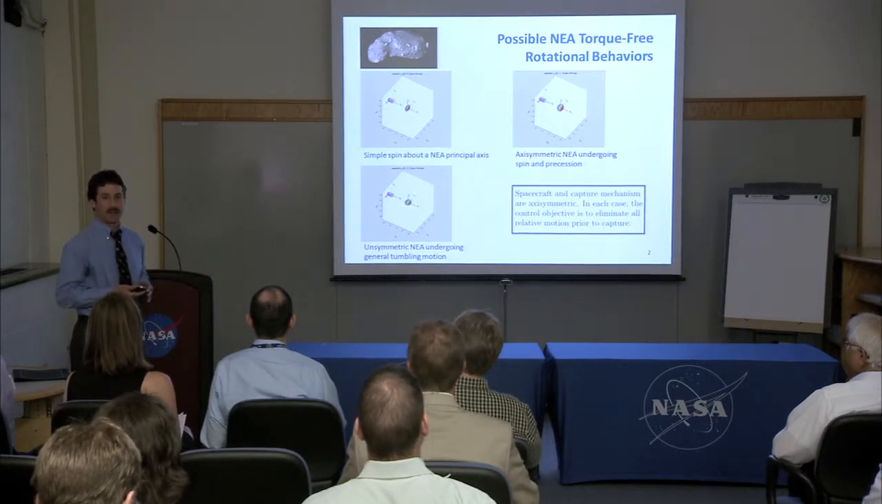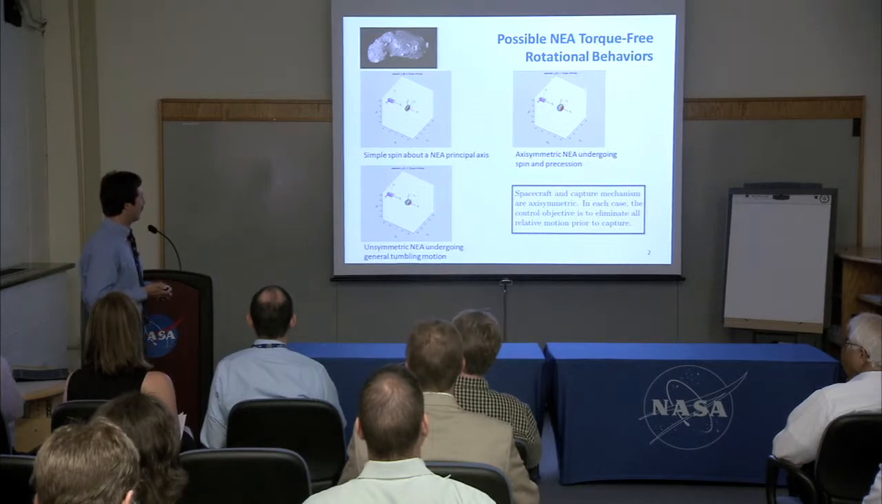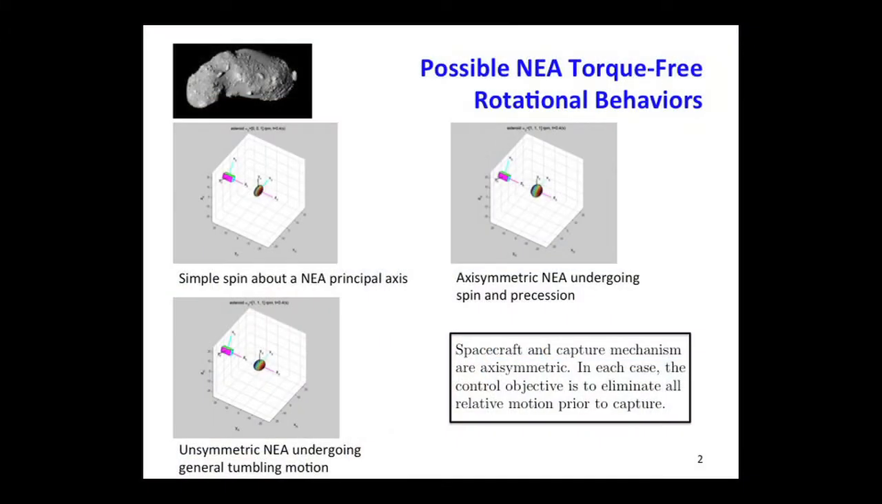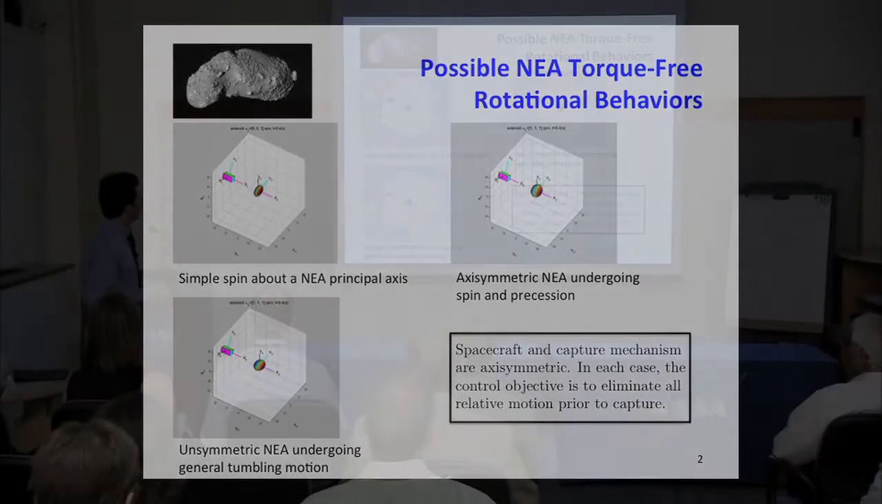Why might this be a good control strategy? Well, the thought is that eliminating all the relative motion gives you the best chance of avoiding damage to the capture mechanism and/or the spacecraft.